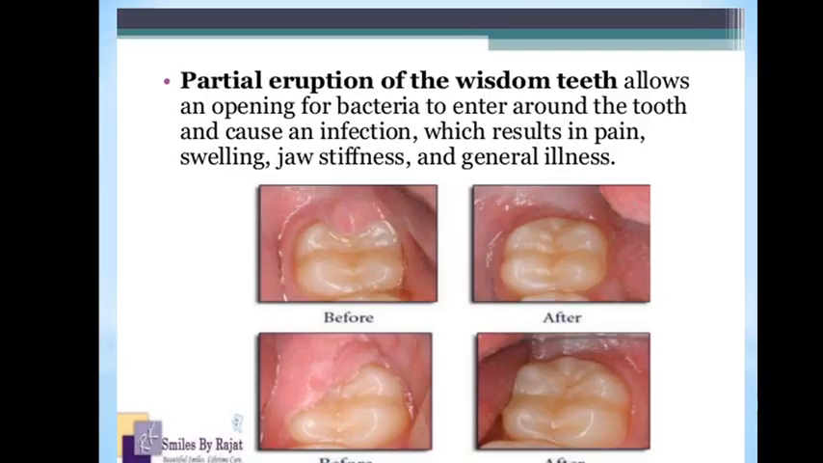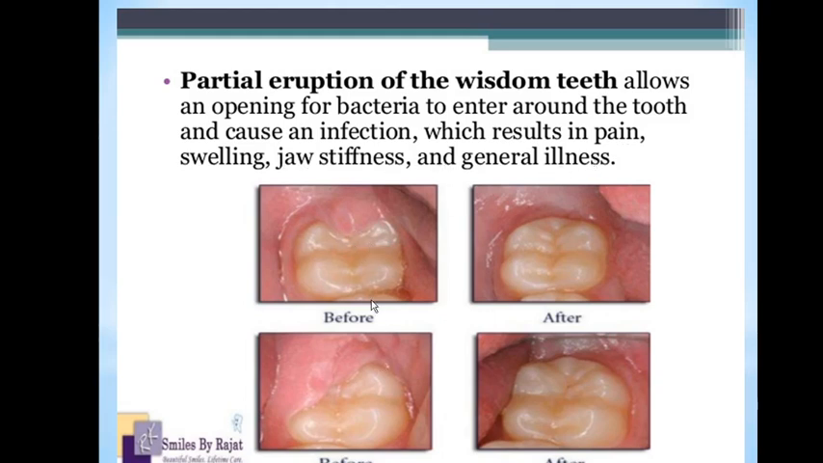This is partial eruption of the wisdom teeth. A patient comes to the clinic and his teeth may look like this. Here this is before and this is after. Partial eruption of the wisdom teeth allows an opening for the bacteria to enter around the tooth and cause an infection. This pericoronitis results in pain, and the infection of course will result in pain, swelling and jaw stiffness and general illness.